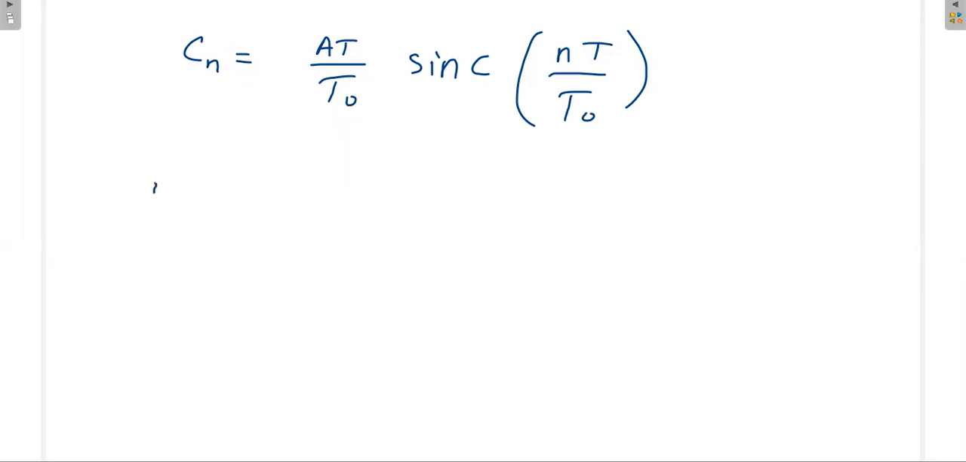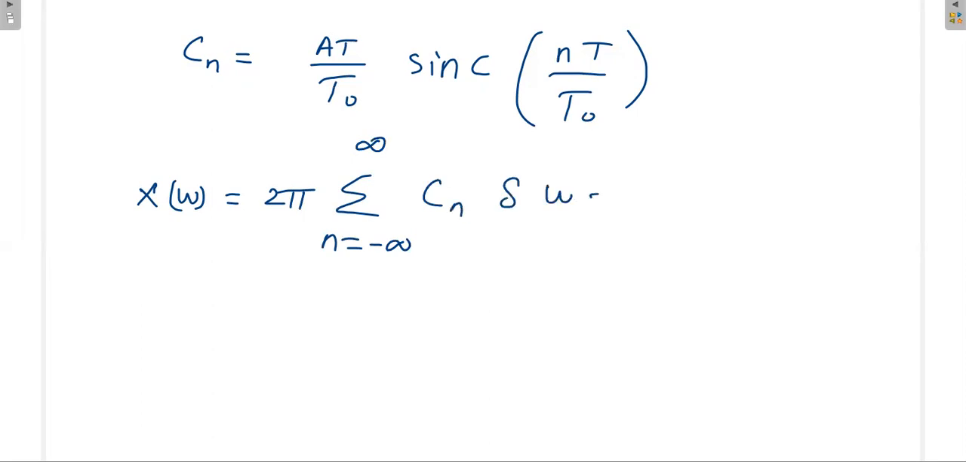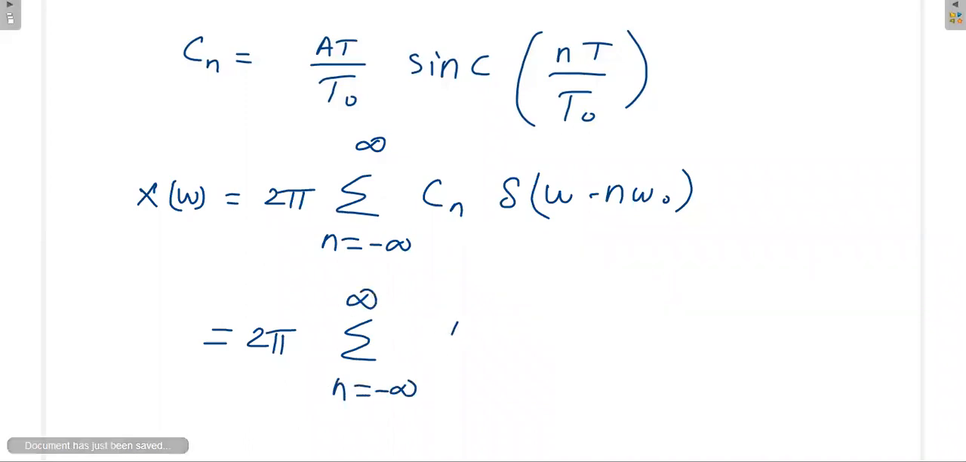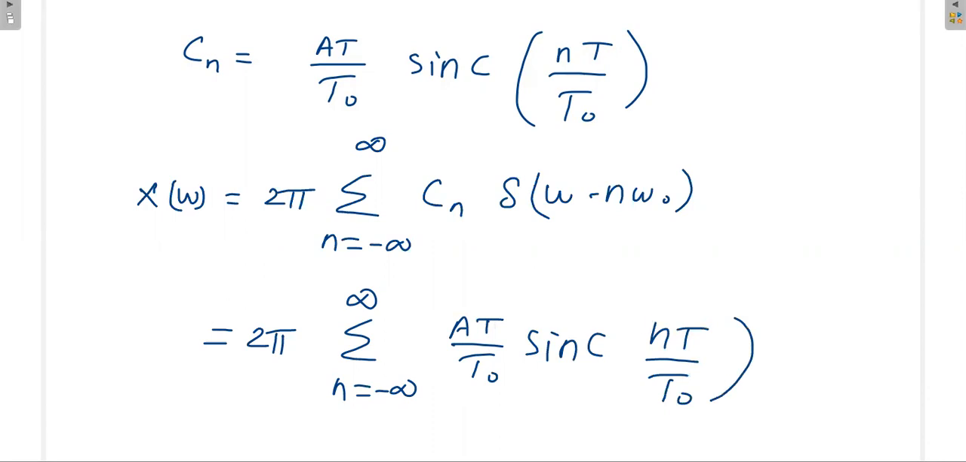Then what is the Fourier transform? The Fourier transform X(ω) is equal to 2π summation n from minus infinity to plus infinity Cn δ(ω minus nω₀). And what is the Cn value? (AT/T₀) sinc(nT/T₀) into δ(ω minus nω₀).